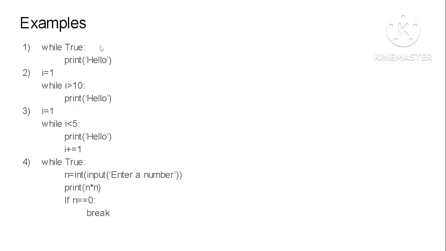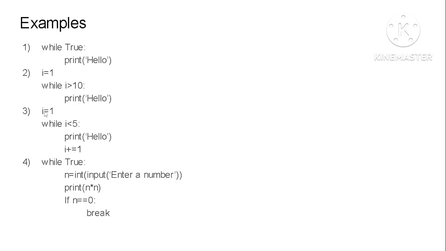So instead of giving while True, let me start giving some conditions so that I can stop my loop somewhere. i equal to 1, while i greater than 10, print hello. What will happen here? i is 1, but when I say i greater than 10, this condition becomes false. So this hello will not get printed at all.